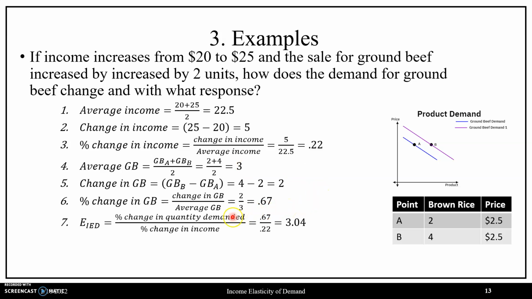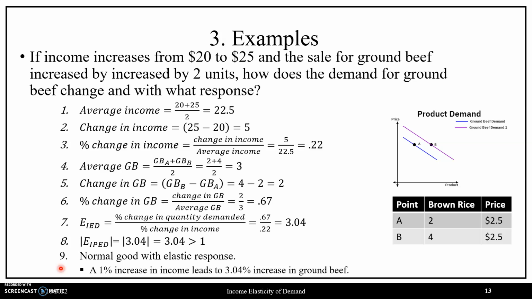So then when we put it all together and we divide our percentage change in quantity demanded for ground beef, 0.67, by our percentage change in income of 0.22, this gives us a value of positive 3.04. So with the positive value, we know that we have a normal good, and if we were to take the absolute value, we still have a positive number, and when we compare that to 1, it's strictly greater than 1, so we have a normal good with an elastic response type, where in terms of the interpretation, this means that a 1% increase in income will lead to a 3.04% increase in quantity demanded for ground beef.